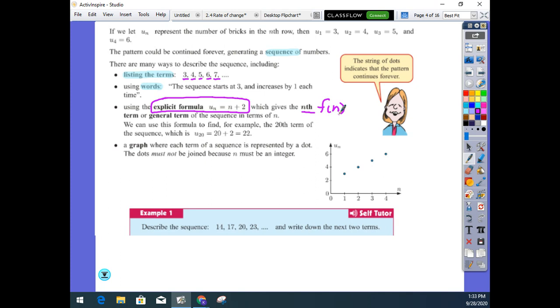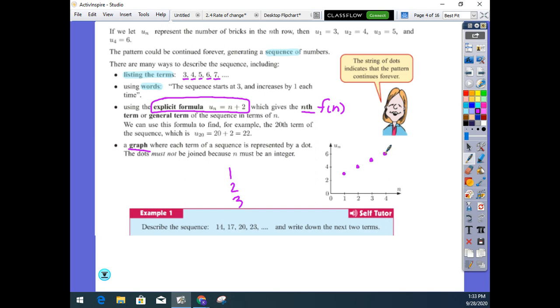You can create a graph, but be very careful. When we're talking about the first term, the second term, the third, there's nothing in between here, so you wouldn't connect the dots. They're individual dots that are not connected.